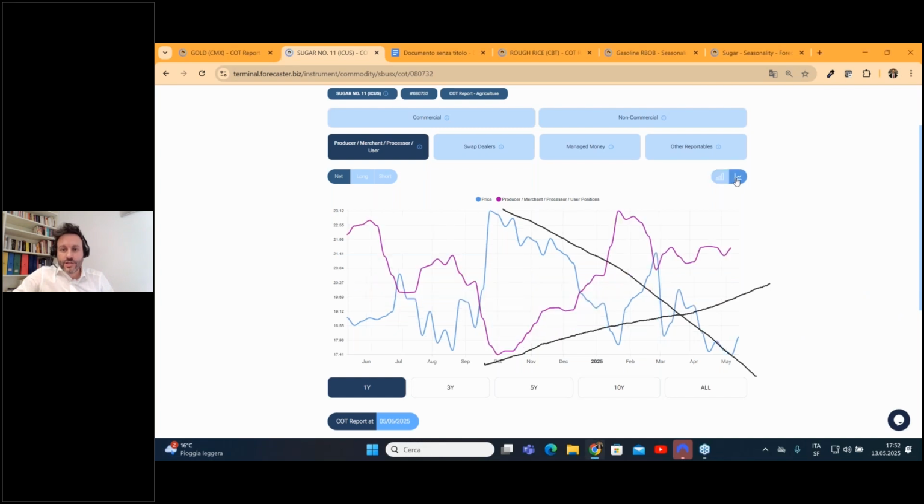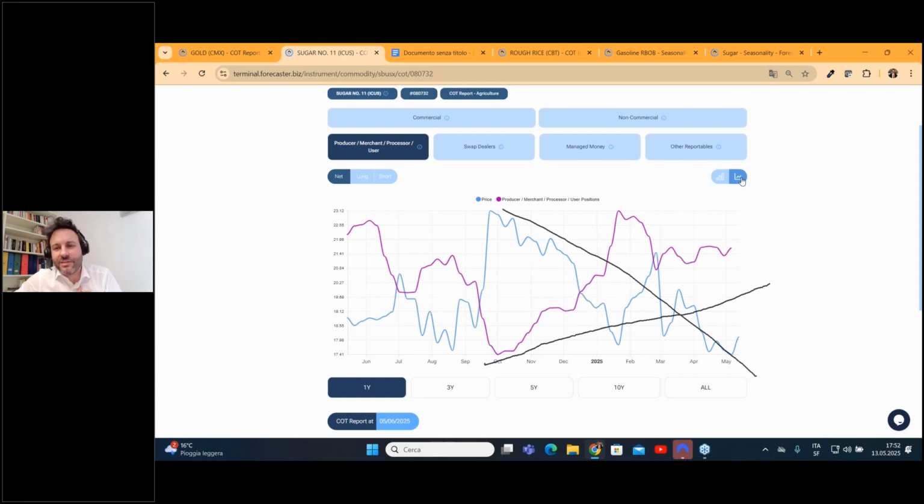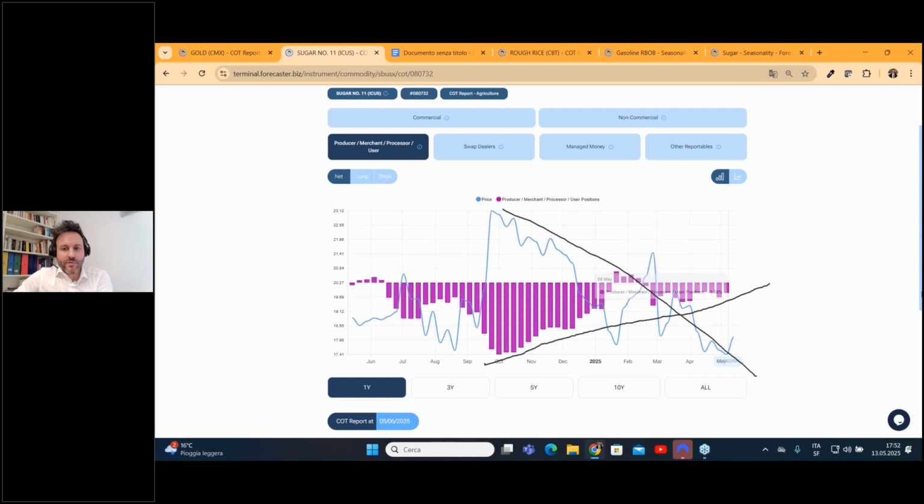You can also switch to line if you prefer. Maybe I really love this kind of chart with bars. I love it. But some people in my organization said, look, it's better to have the line chart. And of course, we plotted this one too, but I prefer this one. Yes, this is a divergence. And this is a very strong divergence because it's made by producers, merchants, and processors. Okay?